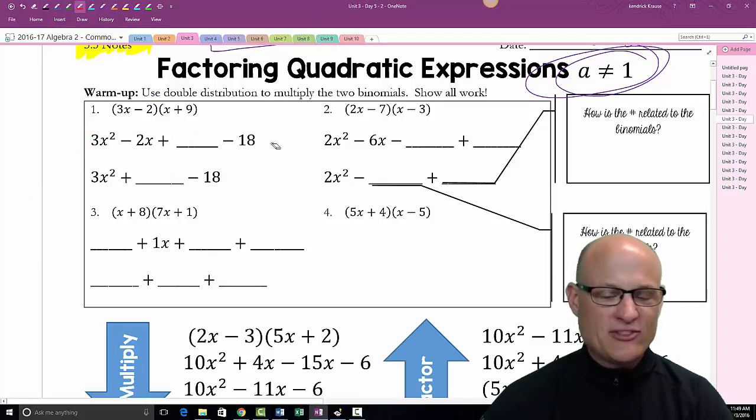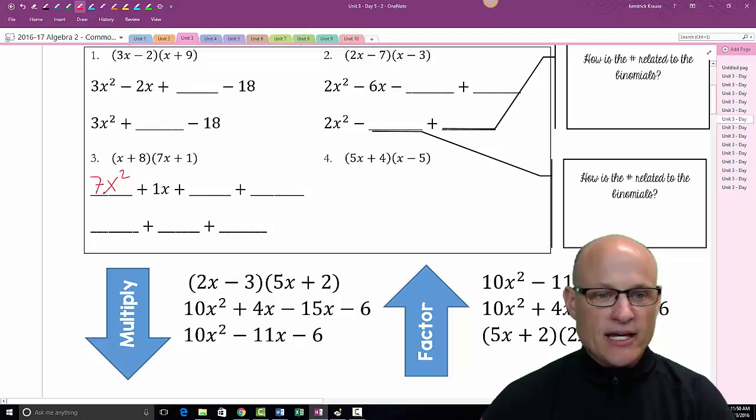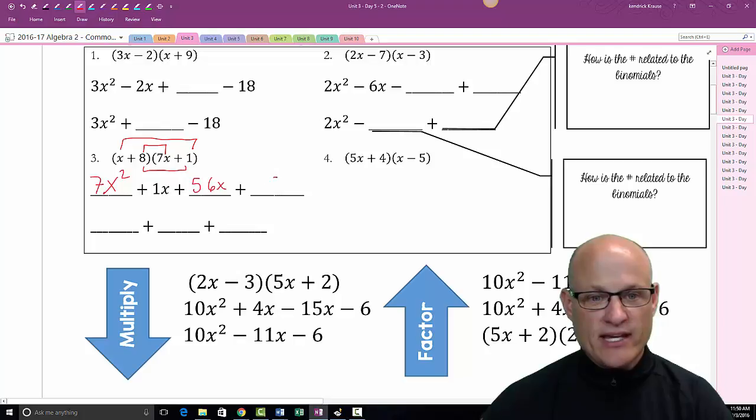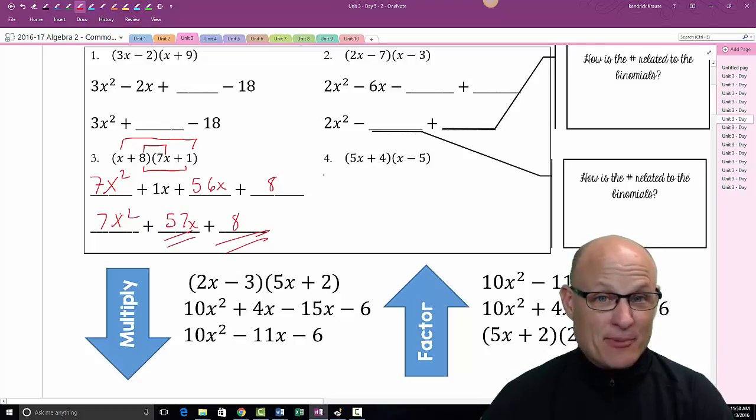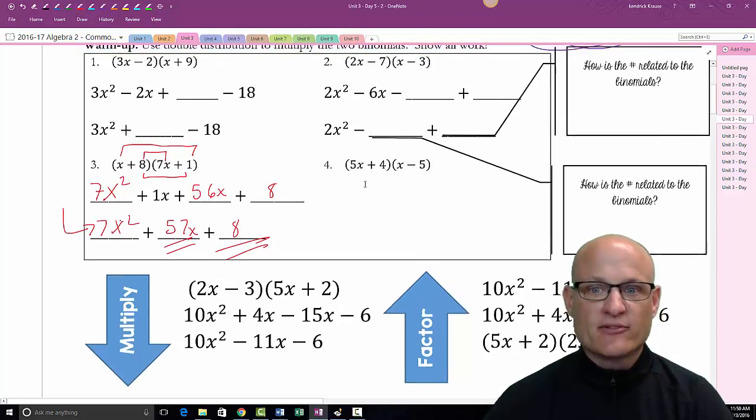So let's really see where that comes from again real quick. This is x times 7x squared. Now I did x times 1 is 1x, and then 7 times 8 is 56x, and then 8 times 1 is 8. So again, 7x squared plus 57x plus 8. I'll never find two numbers that multiply to 8 that add up to 57. It just doesn't happen, and that's because it's more difficult factoring when we have this multiplier of 7.